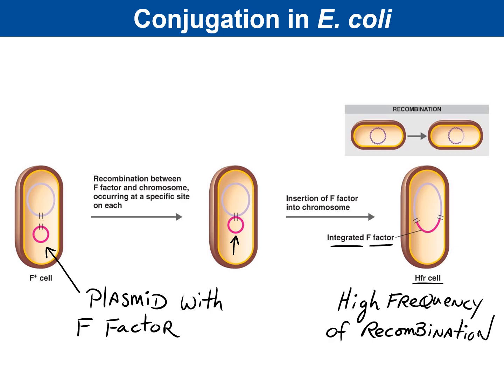So to explain what that means, high frequency of recombination, first of all, it's the status that we see here. An HFR cell has to have an integrated F factor. And so then, why is it high frequency of recombination? We'll look at the consequences of having the F factor integrated. So that'll be in the next slide, but let's make sure we get this definition.